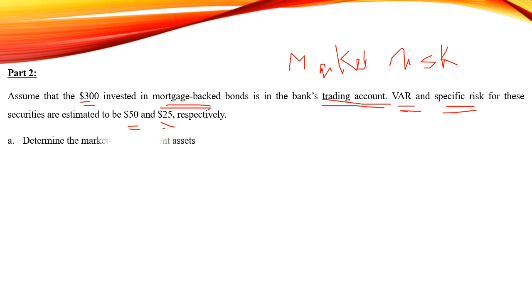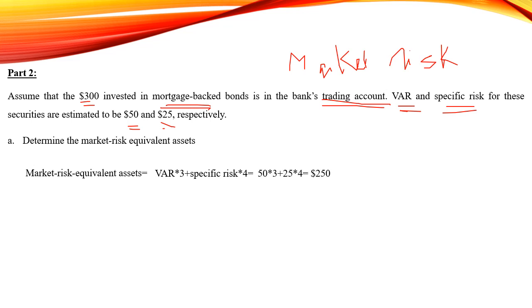So question A, we have to determine the market risk equivalent assets, or similarly the market risk. To determine the market risk, we know that it is equal to VaR times 3 plus the specific risk times 4. So the $50 times 3 plus the 25 times 4, so it is equal to $250.